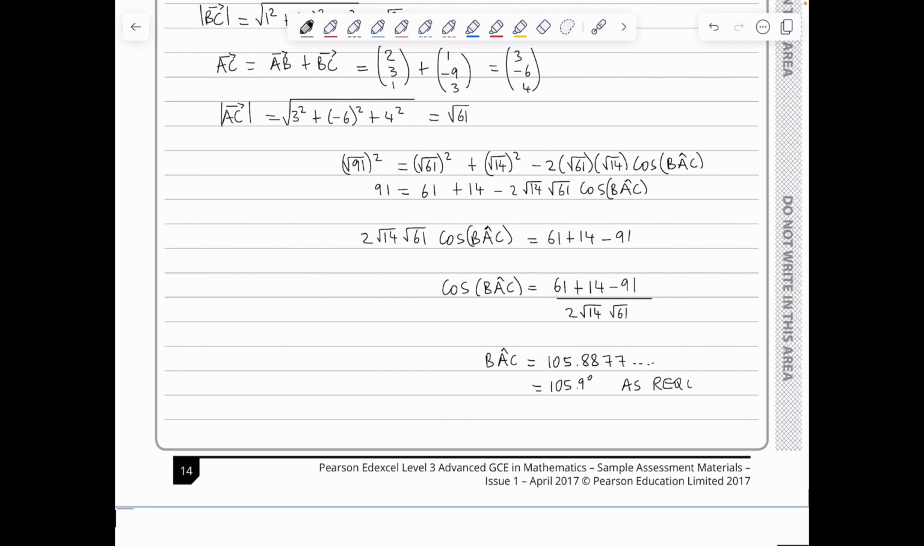Notice that because the question was asking you to show that the angle is 105.9 degrees to 1 dp, your working should include an intermediate line where the angle BAC is given to more accuracy so that you show the rounding to the printed answer.